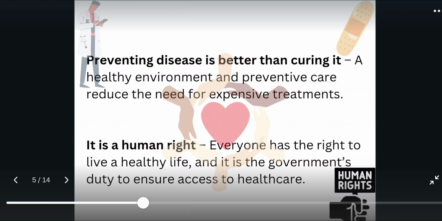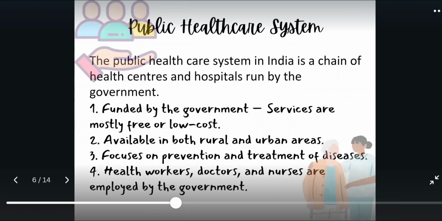Health is a human right, and definitely it is. Everyone has the right to live a healthy life, and it is the government's duty to ensure access to healthcare. So it's a human right. There are basic needs such as food, protection, and shelter, isn't it? So health is not to be neglected. It is an important aspect, and the government has to ensure good healthcare services.